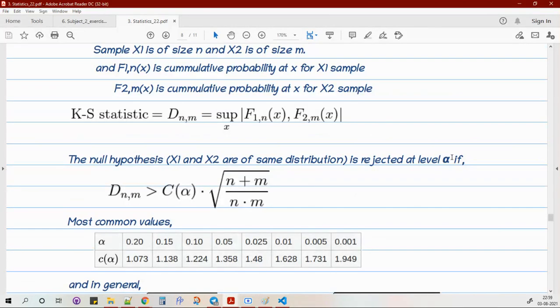So what is that alpha? It is the limit that we decide: if it goes beyond this, we will reject the null hypothesis. What's that called? The significance level, alpha. So based on the significance level, this c alpha will vary.